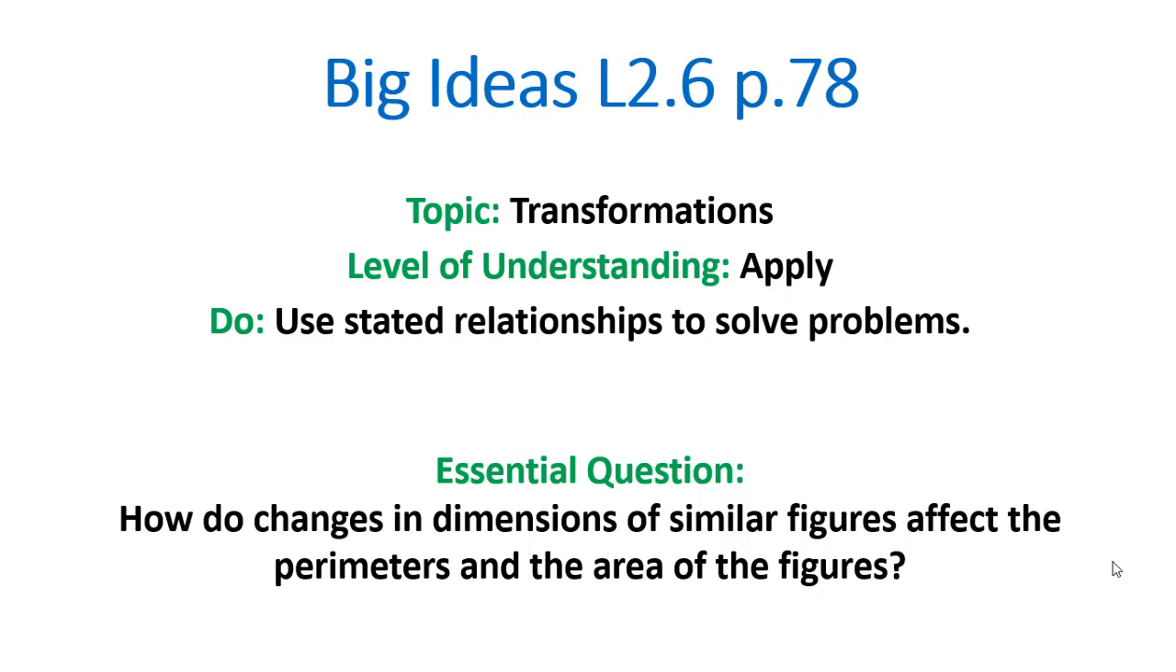We're going to continue not only with transformations, but we're going to add on to what we did yesterday with similar figures, where we are going to use these similar figures and apply what we learned today. These stated relationships, we're going to use them to solve some problems, and they're going to deal with similar figures. Our essential question: how do changes in dimensions of similar figures affect the perimeters and the areas of the figures?